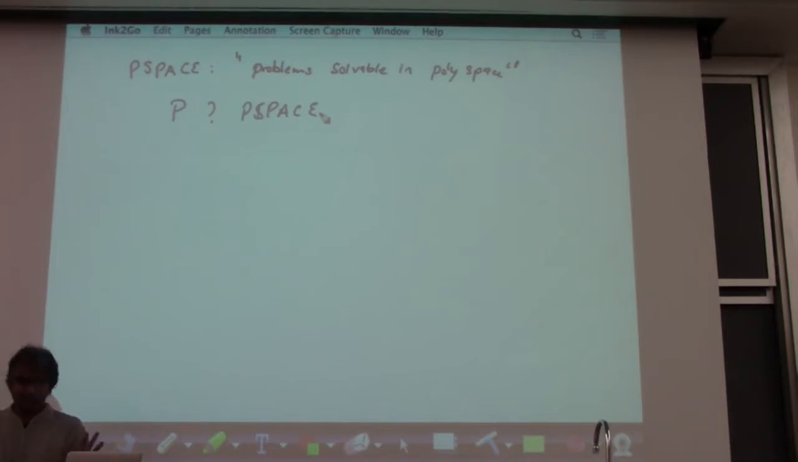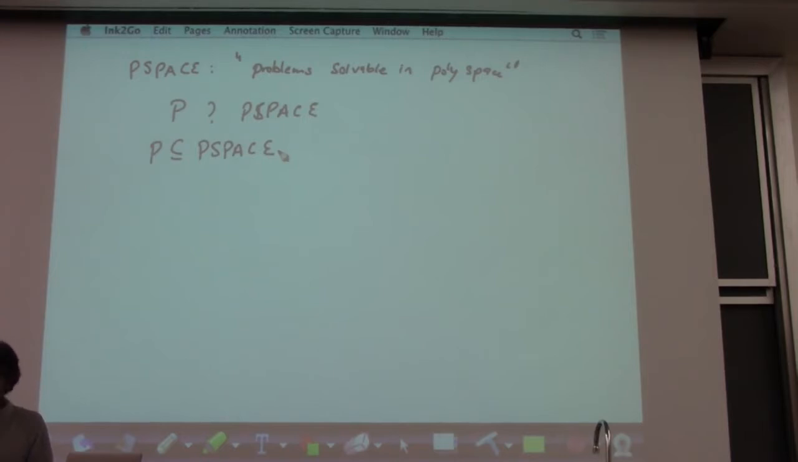Now it's not completely obvious, but it can be shown that P is contained in PSPACE. That this statement is easily shown to be true. Why is that? Because if you're taking polynomial time, at every time step, you can at most use one bit of space, and you might reuse it. But in polynomial time, you don't have time to write down more than polynomially many words of information. So therefore, any polynomial time algorithm must run in polynomial space.